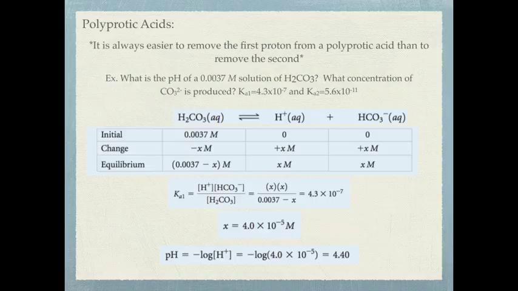However, it does ask for the concentration of CO3 2 minus, my carbonate. So what I need to do is mentally note the concentration of my hydrogen ions and my HCO3 minus, because I'm going to plug that in for the next acid dissociation. So I've got 4.0 times 10 to the negative 5th for both of them.